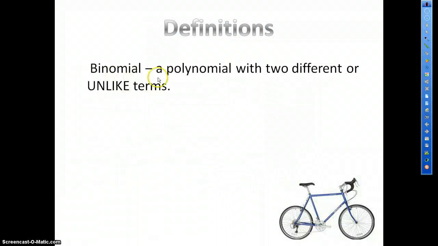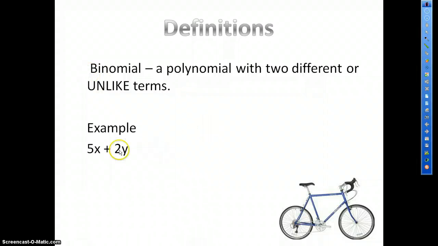All right, binomial. A binomial is a polynomial with two different or unlike terms. This is where we're going to start to classify polynomials with different terms. The term right now is binomial. Think about what that prefix bi means. We're going to get to that in a second.